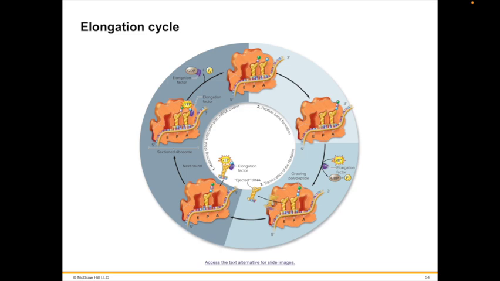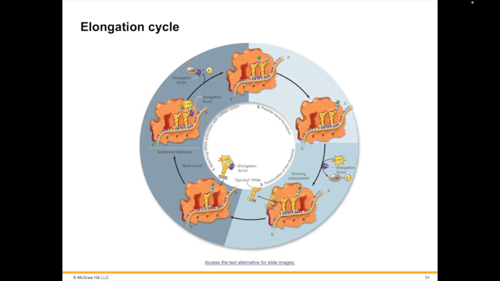2. Peptide bond formation. Peptidyltransferase, located in the large subunit, catalyzes the formation of a peptide bond between the amino group of the amino acid in the A site and the carboxyl group of the growing chain. This also breaks the bond between the growing chain and the tRNA in the P site, leaving it empty, no longer charged. The overall result of this is to transfer the growing chain to the tRNA in the A site.